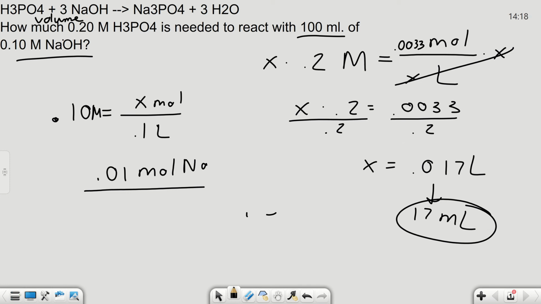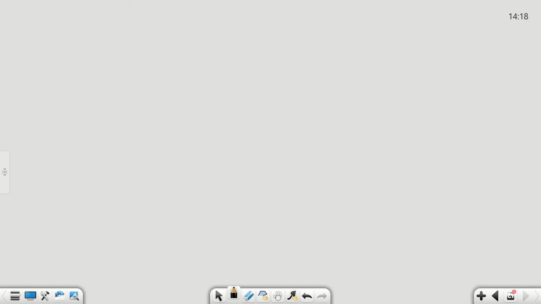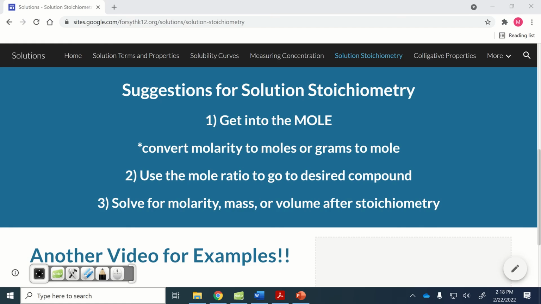So sorry I had to erase that part, but basically: 1, convert into moles; 2, mole-to-mole stoichiometry; and then 3, back to a molarity calculation again. That's how a lot of these basically will work out. All right, that's what we're working with. I have one more problem I want to show you.